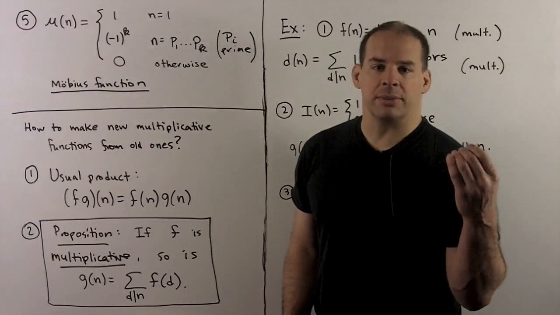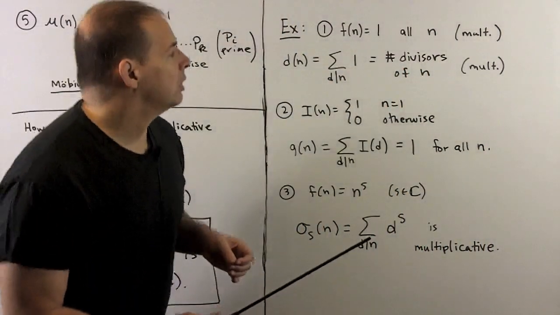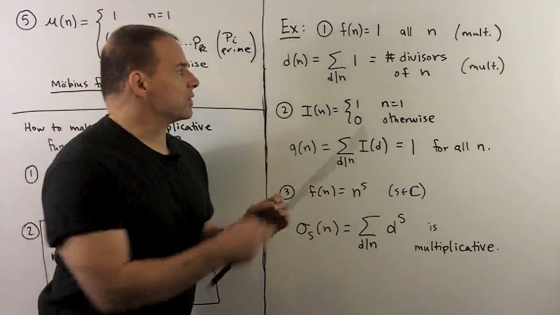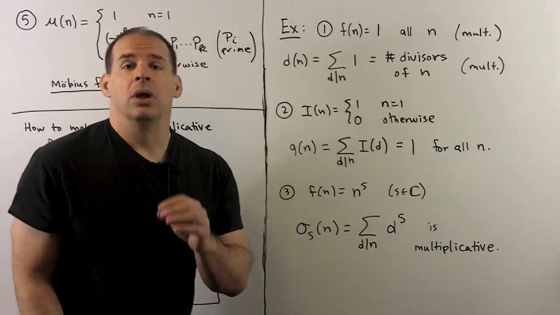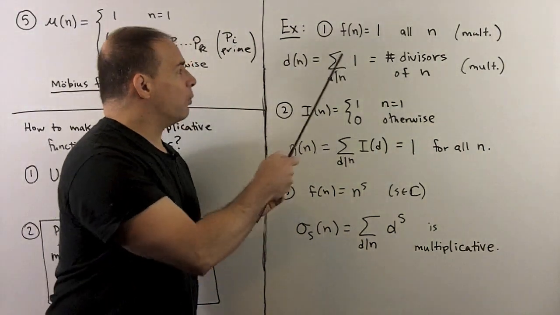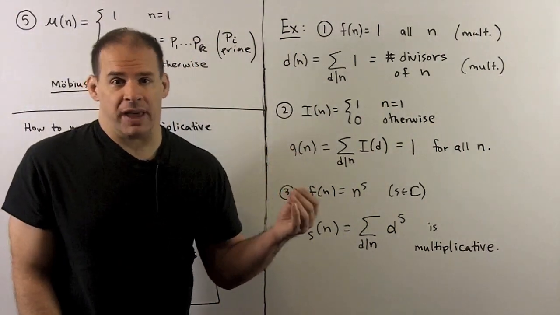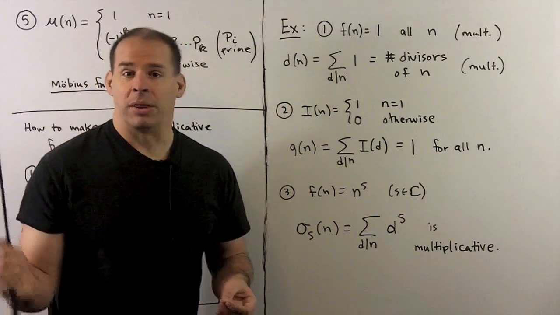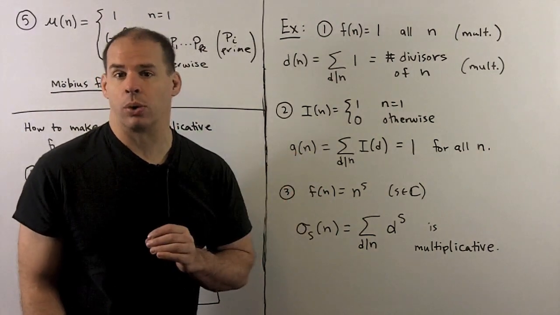Now, let's look at some examples, and then we'll give the proof. Let's take f of n equal to 1, which holds for all n, so we know that's multiplicative. We apply our operation and we get d of n. I'm just going to take the sum of 1 over all divisors of n. That gives the number of divisors of n, so we call this the divisor function. By the proposition, this is multiplicative, but of course you could just check it directly.